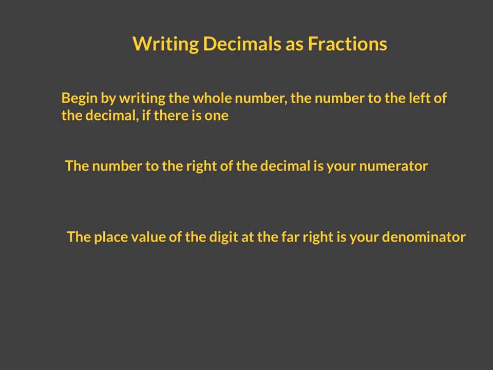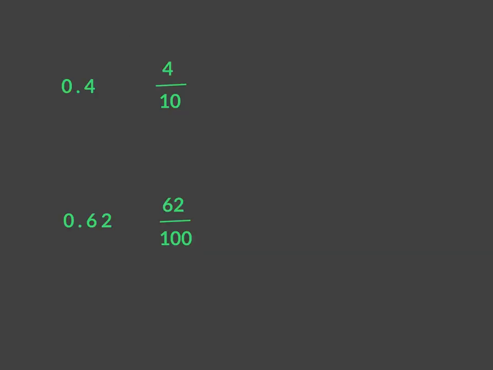Writing decimals as fractions. Begin by writing the whole number, the number to the left of the decimal, if there is one. The number to the right of the decimal is your numerator. The place value of the digit at the far right is your denominator. Let's look at some examples.